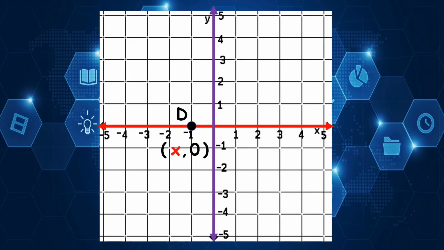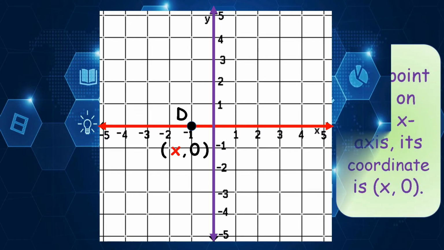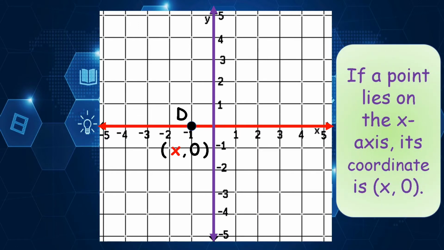What if we have this example? If a point lies on the x-axis, its y coordinate is 0. Now look at the point. At what number does the point exactly lie? The point exactly lies at -1, and therefore point D has a coordinate of -1 and 0.